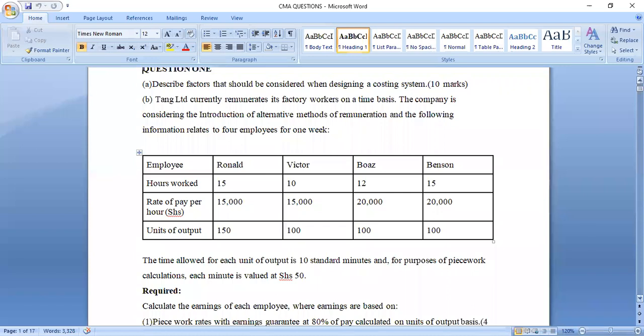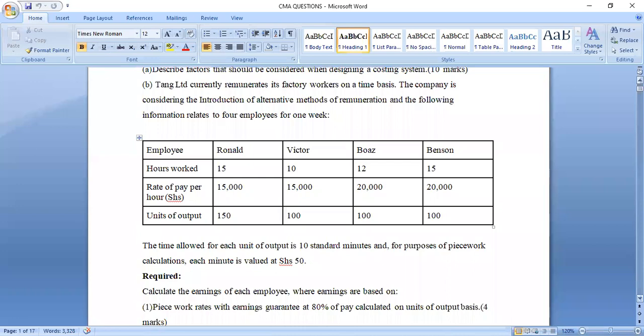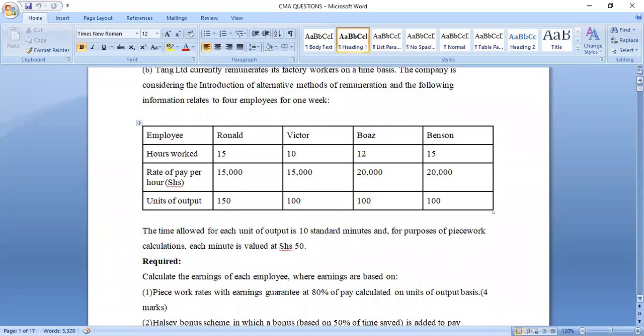All right. So part B, where I thought most people are interested. To compute or calculate the earnings of each employee, where earnings are based on piece rate and the others.